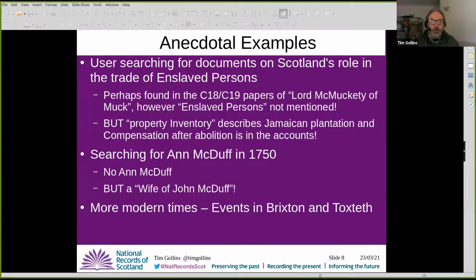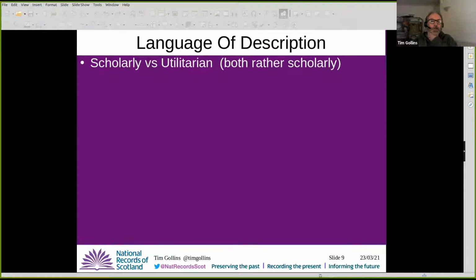Okay, but moving even to more modern times, think of the events that took place in Brixton and Toxteth in the latter quarter of the 20th century. Were they an uprising or were they a riot? Different groups describe those events in each of those ways, and indeed the word riot is seen as a microaggression by some of those groups. So we have to think very carefully about this. So let's look at the language of description that is in our catalogue.